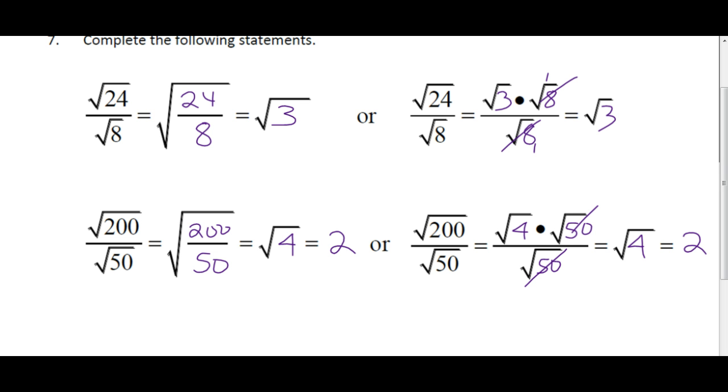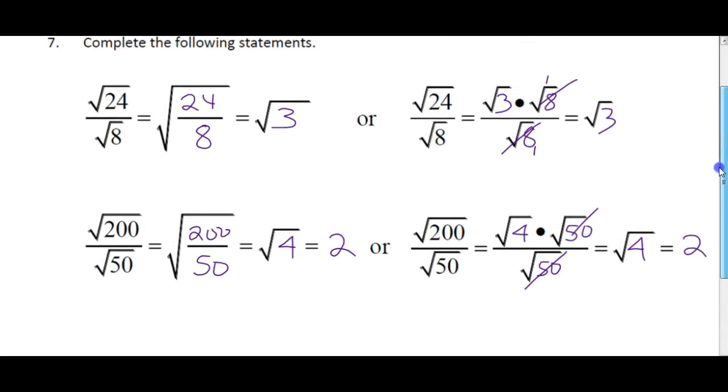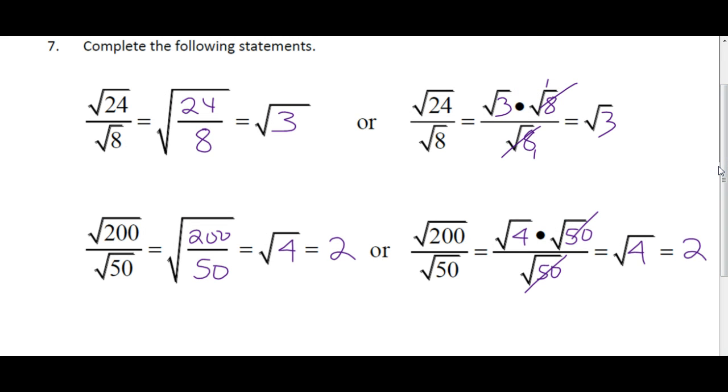Okay, so you've got a couple of strategies you can use. You need to pick the one that's right for you. What do I care about? I care about if I give you root 200 over root 50, you get an answer of 2. If I ask you to do it algebraically, you're showing one of these ways. Okay, or if it says determine, right, you're showing one of these ways. Okay, questions? Good, everybody's ready to move on.